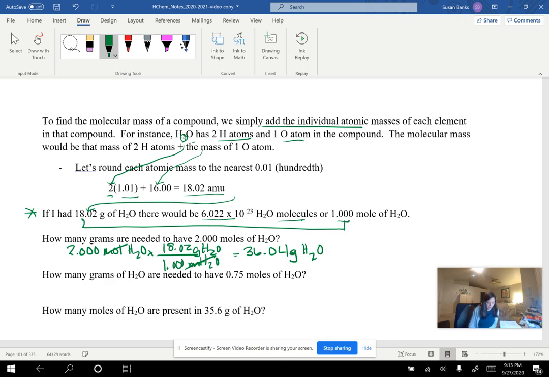We're going to do a lot of going back and forth between molecules and grams, atoms and grams, Avogadro's number and grams, Avogadro's number and moles, and vice versa in our homework today.